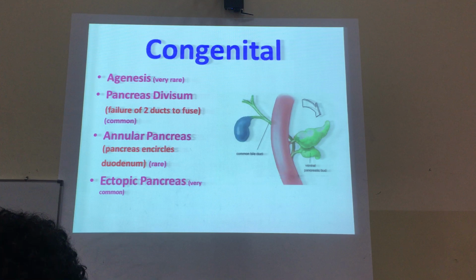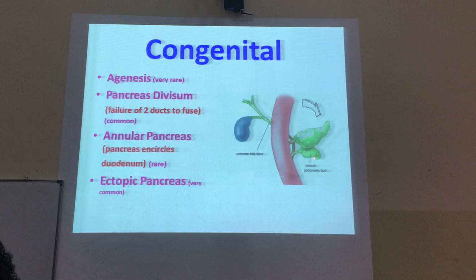So this is the congenital one. Agenesis. What is the meaning of agenesis? No pancreas. No pancreas at all. Pancreas divisum. So failure of two ducts to fuse. What happens is that embryologically there are two buds. One is called the dorsal bud, one is called the ventral bud.